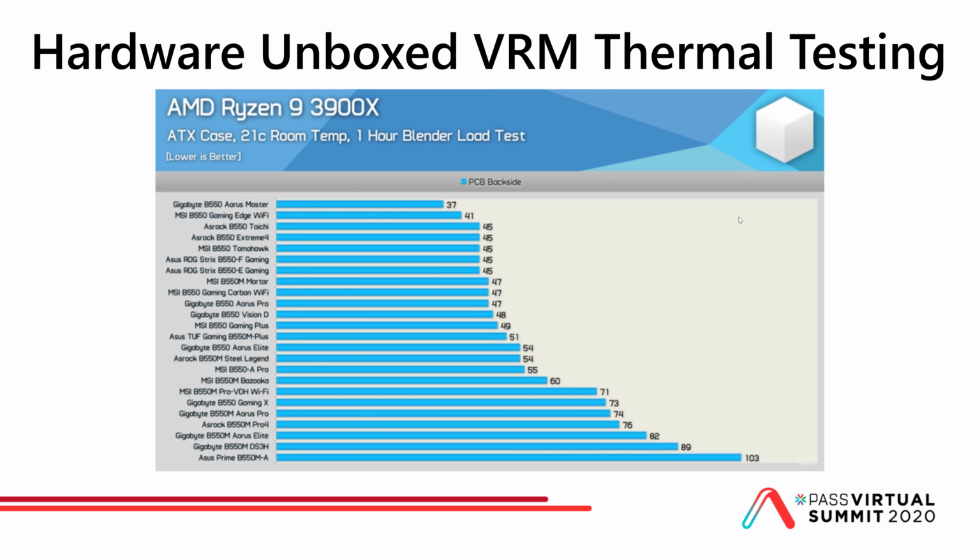And you want to be lower here. So the Gigabyte B550 Aorus Master is only 37 degrees, whereas the one at the very bottom, an Asus Prime B550M-A, was 103 degrees. A huge difference there. If you're thinking about buying a motherboard to build your system with, looking at resources like this that show you which ones do a better job of keeping the voltage regulator module cool is a really good idea. That helps you pick a good quality motherboard, because there's so many different motherboard models, somewhat overwhelming to pick a good one. This is one thing to look at.